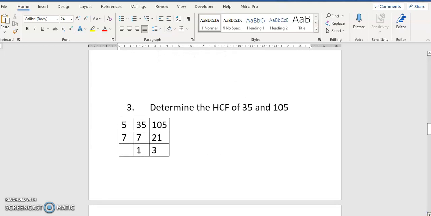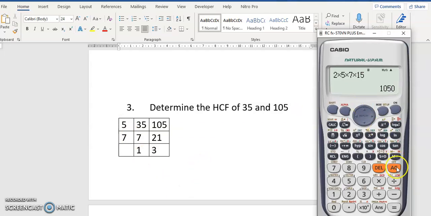How do you do that? 35 and 105. What number can divide 35 and 105 without a remainder? 5. Let's check. 5 can divide it without a remainder. So 35 divided by 5 is 7. So write a 7 here.